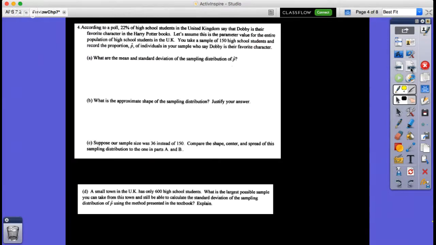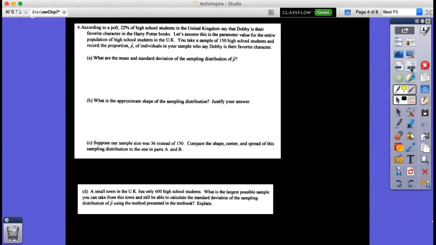Number 4, and this right here is where I really want to kind of chill, hang out here, okay? So let's do number 4, and then there's a couple others that we can hit on here, and maybe I'll do those in class as well. According to a poll, 22% of high school students in the UK say that Dobby is their favorite character, okay?